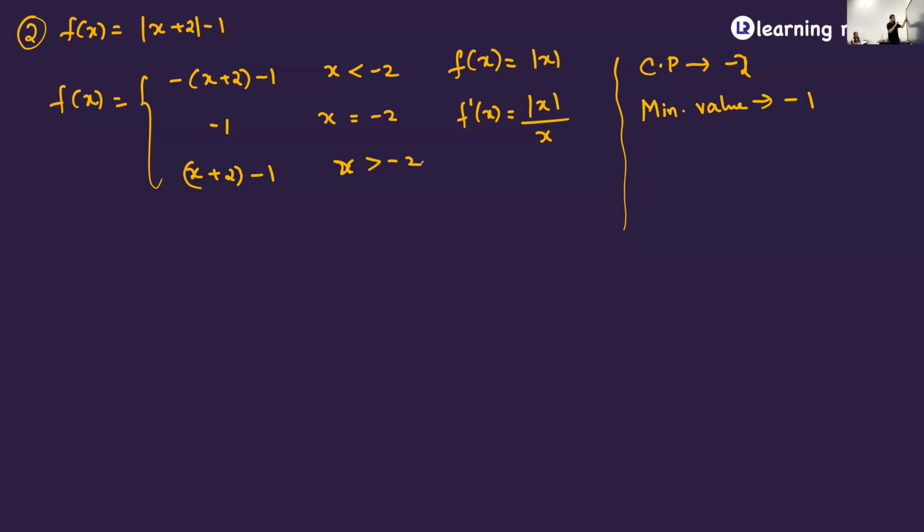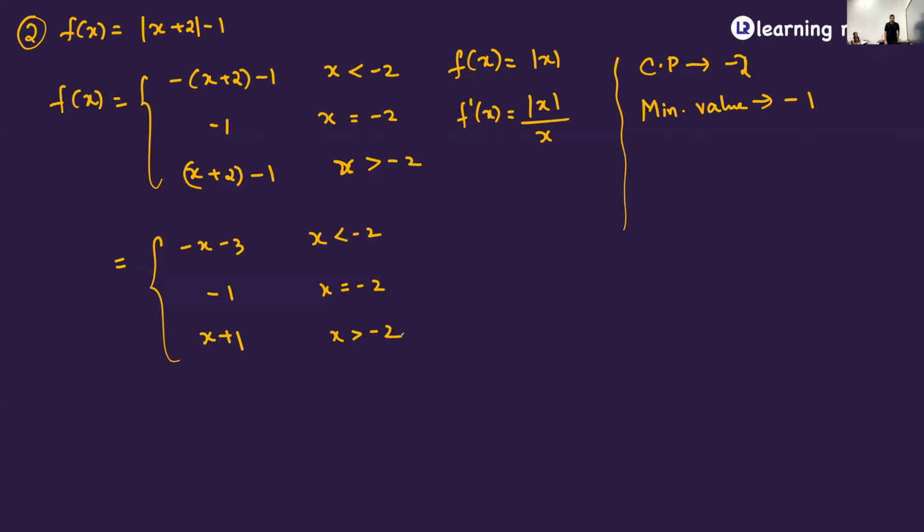Okay. So, what will the answer be? This is minus x minus 3. Here it is minus 1. Here it is x plus 1. So this is going to be for x less than minus 2. This is going to be x is equal to minus 2. And here it is going to be x greater than minus 2.